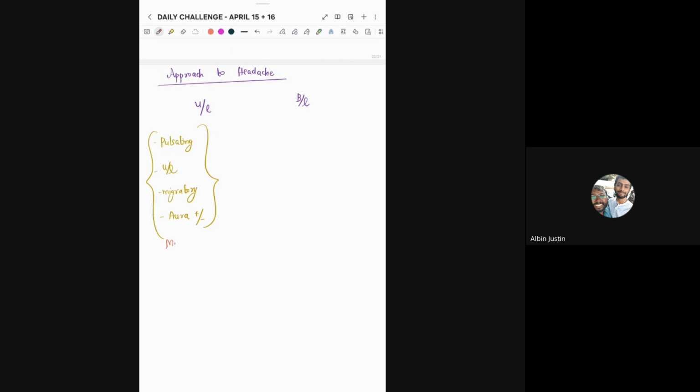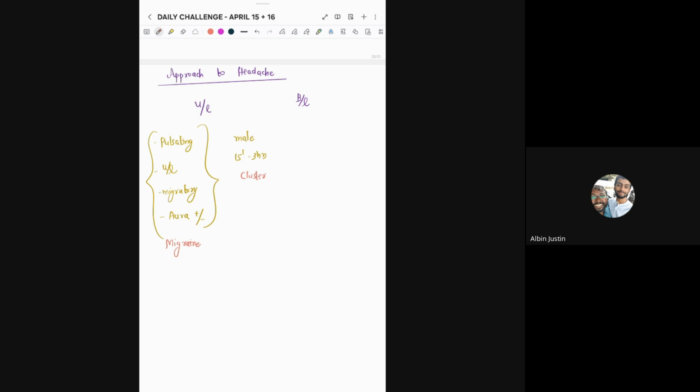So pulsating, unilateral, migratory, with or without aura, it is migraine. When you have a male with 15 minutes to 3 hours duration, mostly it will be cluster headache.